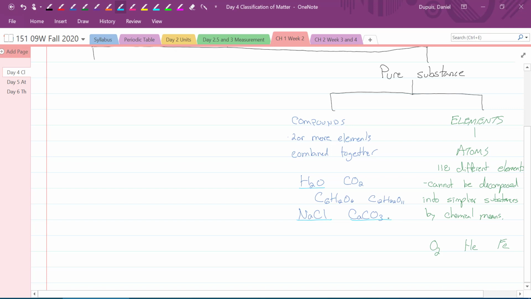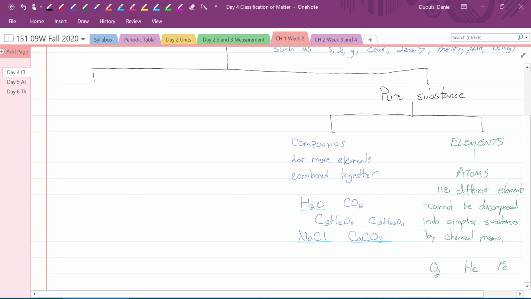I can mix those three. If I have those three together in a mixture, water, table salt, and limestone, I can mix those three together in a mixture. And there are two types of mixtures: the heterogeneous mixture and the homogeneous mixture.